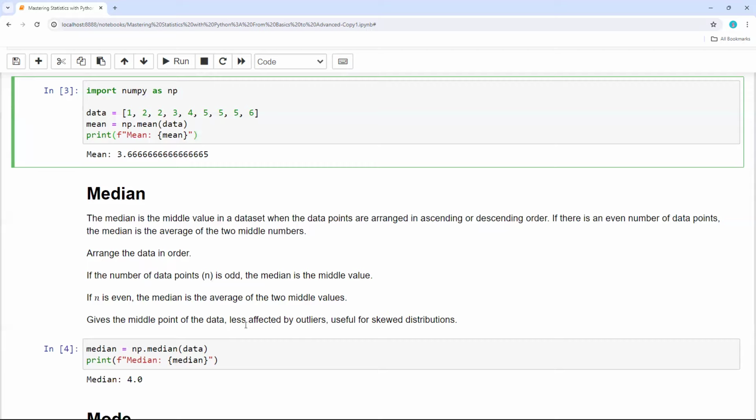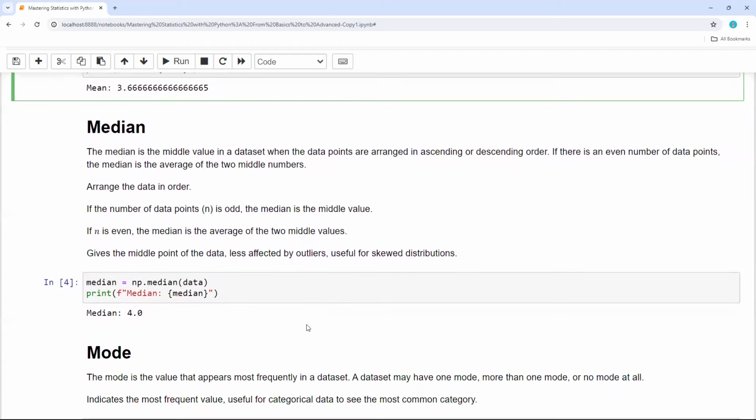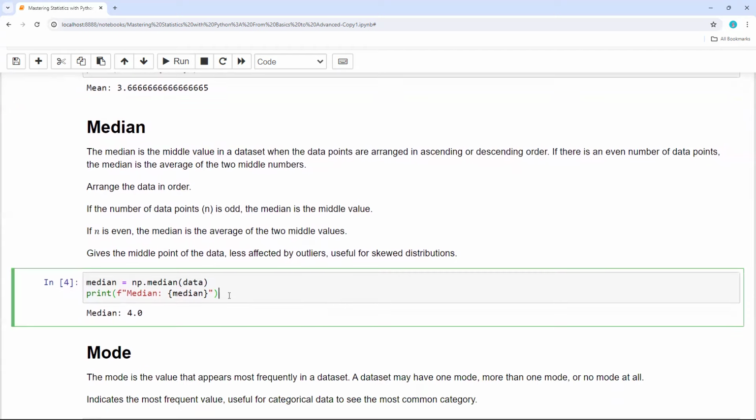Whereas if I talk about the mean, the outlier will affect the mean value, because I have to add all the values and divide by the number of data points. It will affect my mean. So the advantages of the median are that it is less affected by outliers and is useful for skewed distributions. This is how we can calculate np.median.